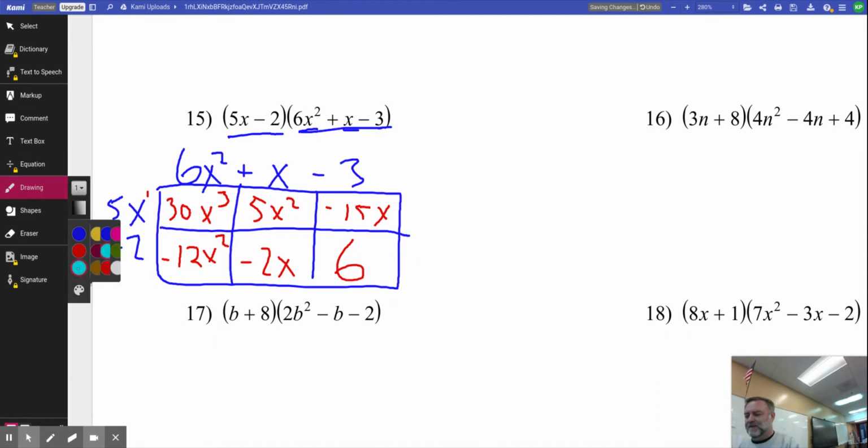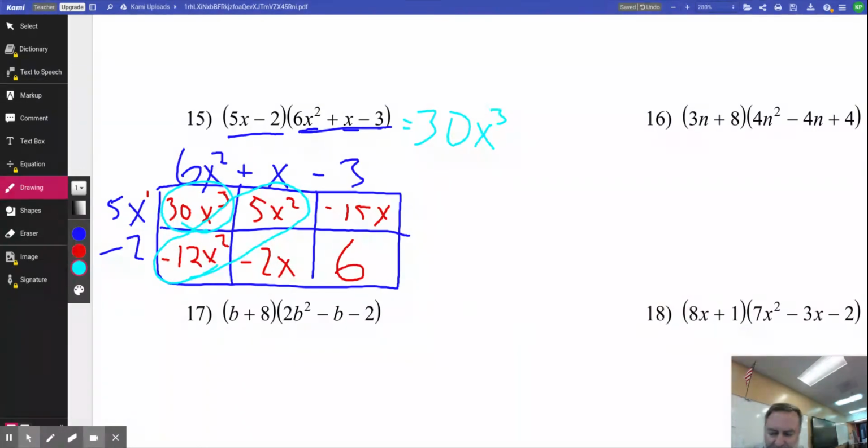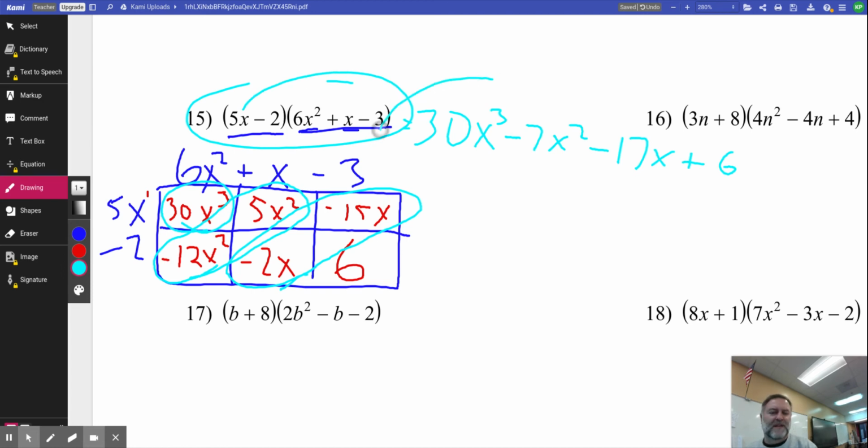Now I'm going to combine like terms. This is going to be me combining like terms. There's no other x cubed, so I have equals 30x cubed. Combine like terms. Negative 12 plus 5 is negative 7x squared. Excuse me. Negative 2 minus a 15 is a negative 17x, and plus the 6. All right. So this guy multiplied out equals this ugly thing.